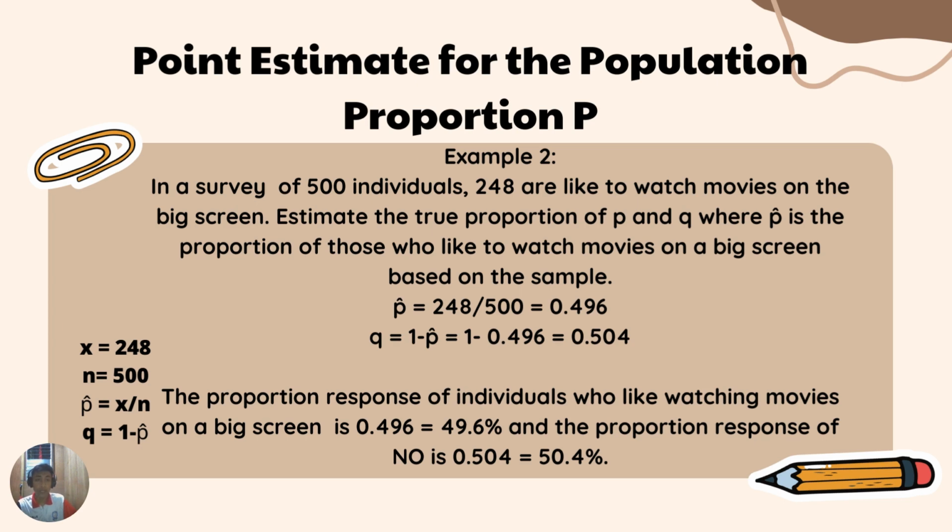Okay, let's proceed. The proportion response of individuals who like watching movies on a big screen is 0.496, which is equal to 49.6%, and the proportion response of no is 0.504, or equal to 50.4%. And if we total these two percentages, it will result in 100%, which is correct.